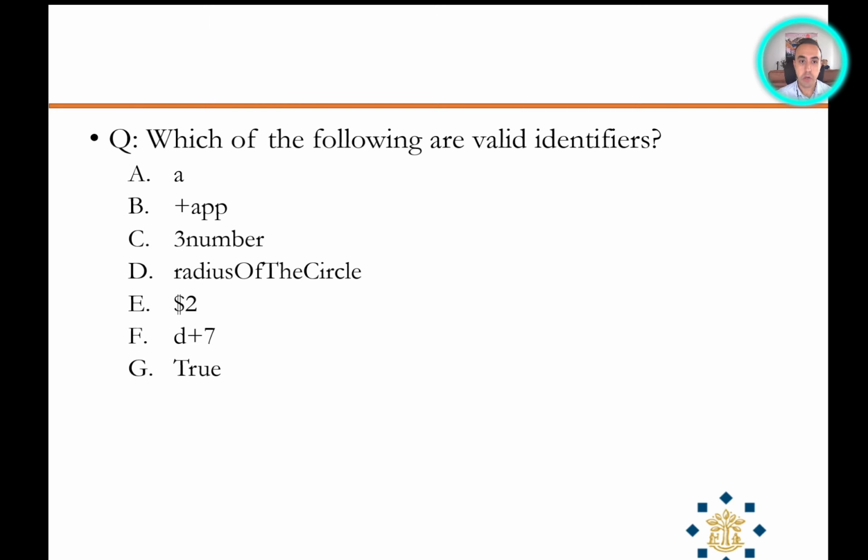All right, so the question goes, which of the following are valid identifiers? Okay, let's check them one by one. So lowercase letter a, is that a valid identifier? I mean, why not? It doesn't violate any rules that we know. So let's look at B, plus app. So here it's not a valid identifier. Why? Because we cannot use plus.